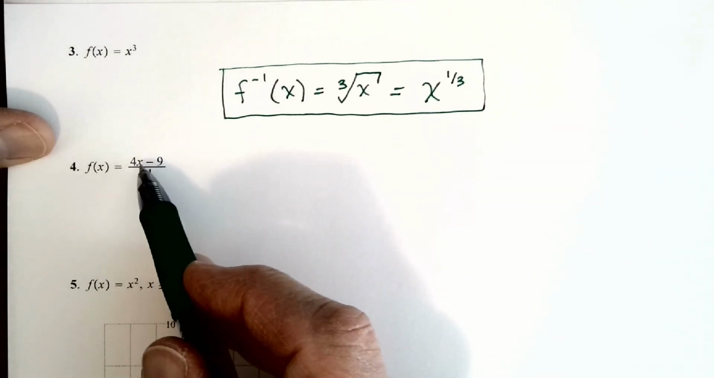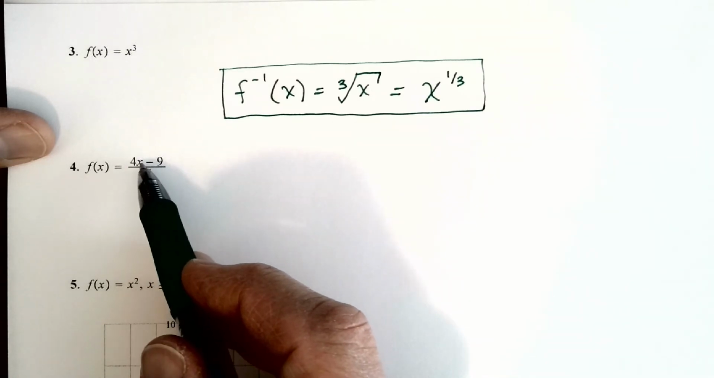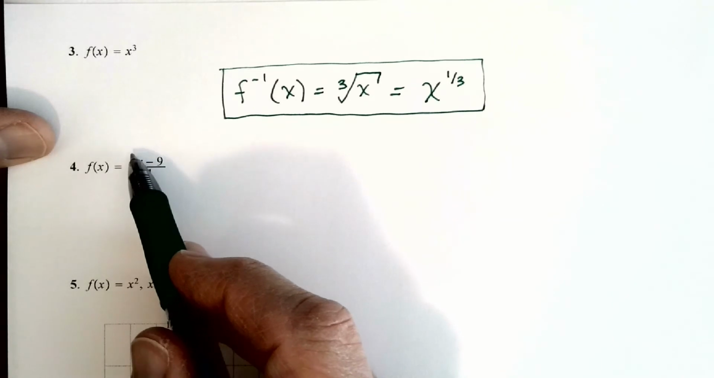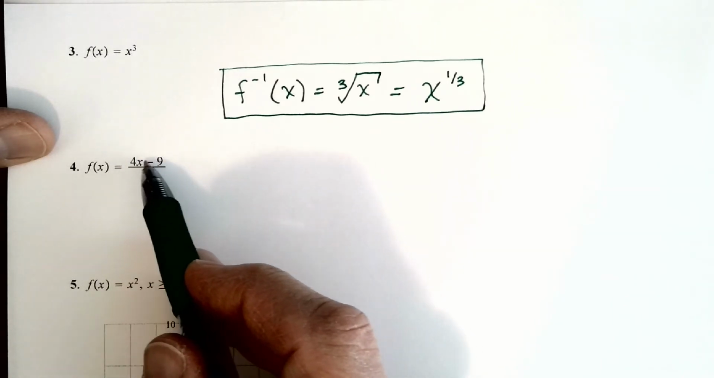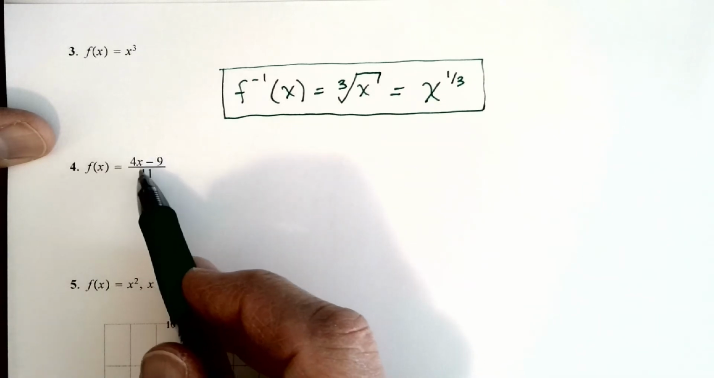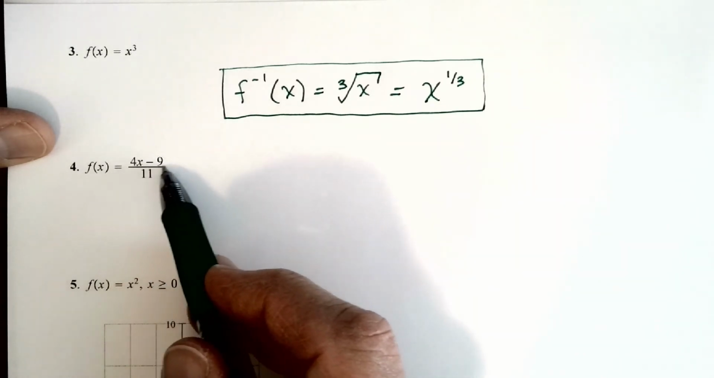Well, what goes first? Obviously I'm going to plug in x, and the first thing I'm going to do is multiply by 4. Essentially, I have a parentheses around this numerator. I've got to evaluate this numerator first, and then the last thing I'm going to do is divide by 11, right? This horizontal bar means division.